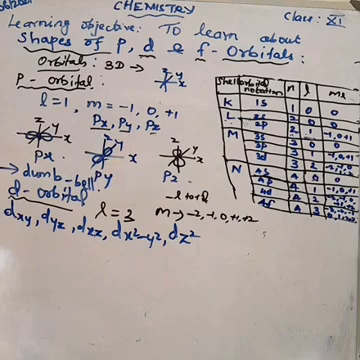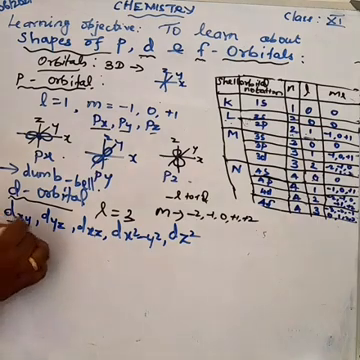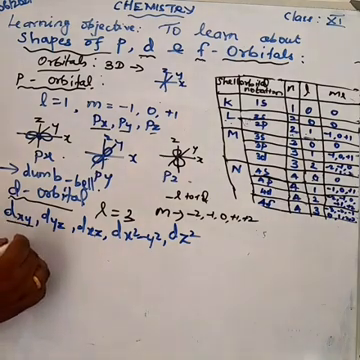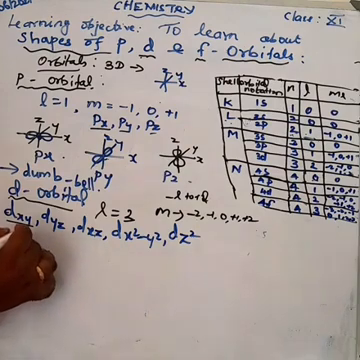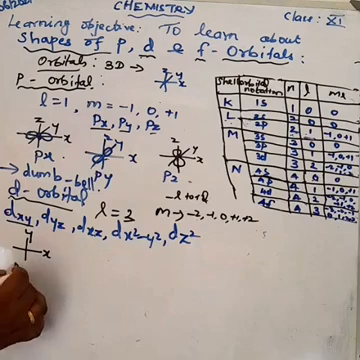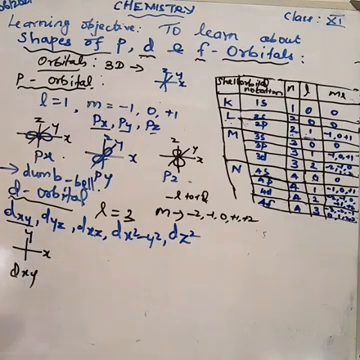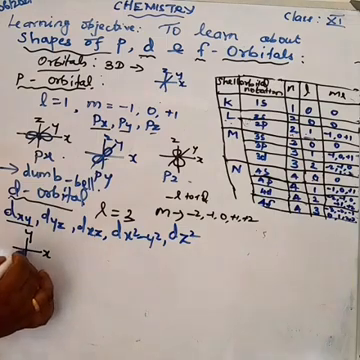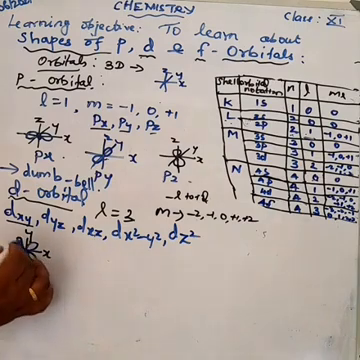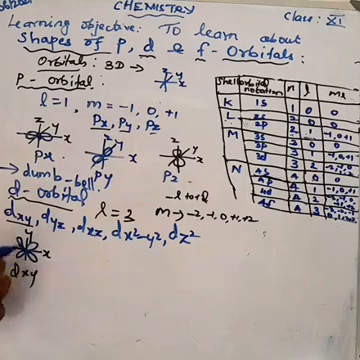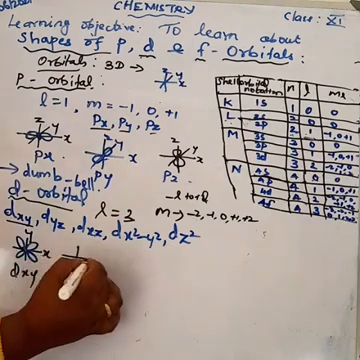How to draw the shape of d orbital? First, the dxy orbital. This is the x-axis, this is the y-axis. For the dxy orbital, the orbital lies between the x and y axes. And then what about the dyz orbital?